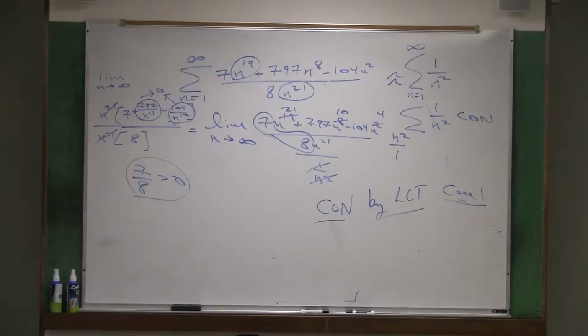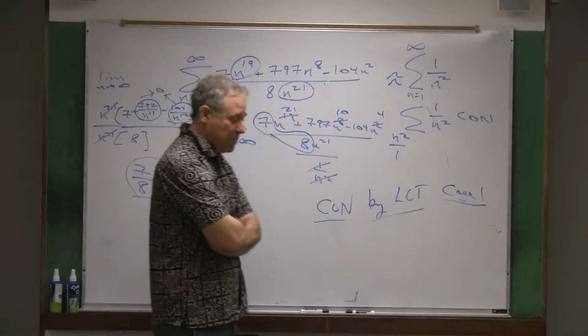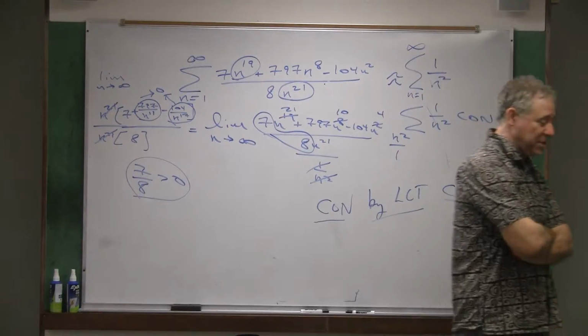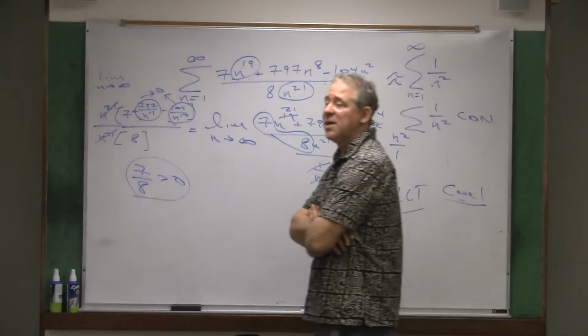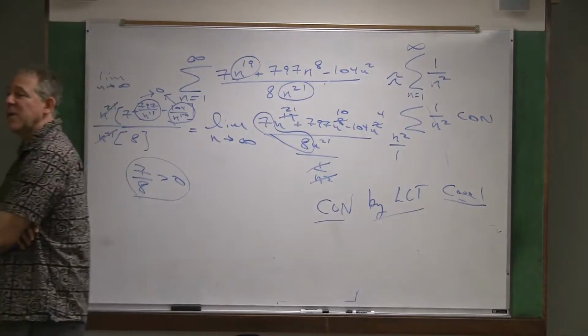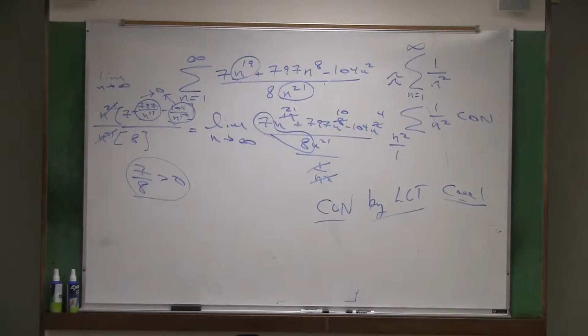Because 7/8 is greater than 0. So remember, if you get a positive constant, however your known series behaves, your unknown series will behave the same way. If you get 0, you only get information if your known one was convergent, and if you get infinity, you only get information if your known one was divergent. So you get partial information. Here you get full information.